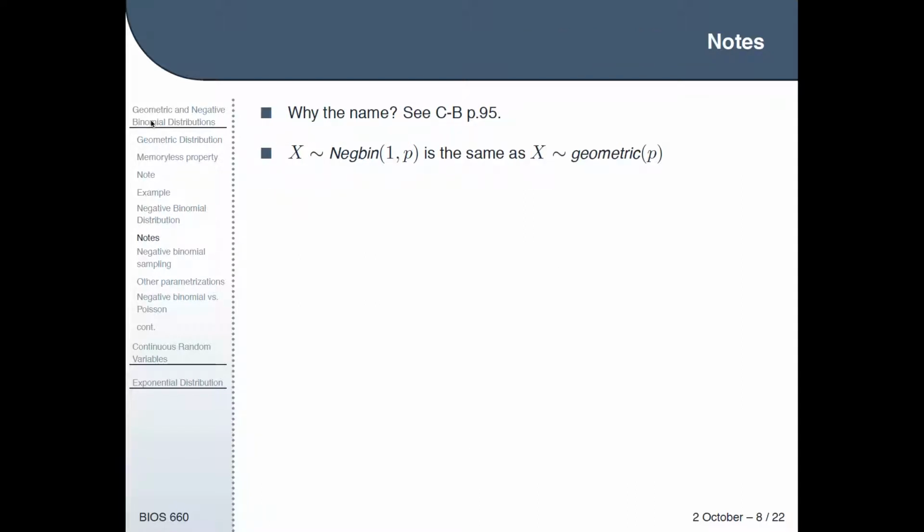So if you're curious why on earth they call it the negative binomial distribution, there's a story in Casella and Berger that I won't go into, and if I'm being completely honest, I didn't even bother to look it up myself.